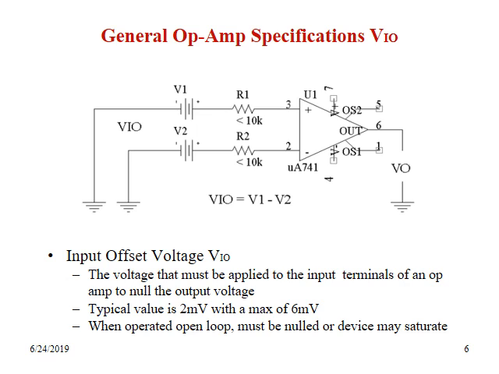Input offset voltage is nothing but the voltage that must be applied to the input terminals of an op-amp to null the output voltage. When we provide inputs at pin number 2 and 3, what we expect is V0 should be 0. Op-amp always has some kind of offset voltage. So whatever input we provide to make this offset voltage at the output 0 is nothing but the input offset voltage VIO. The typical value for op-amp 741 is 2 millivolts, up to a maximum of 6 millivolts.